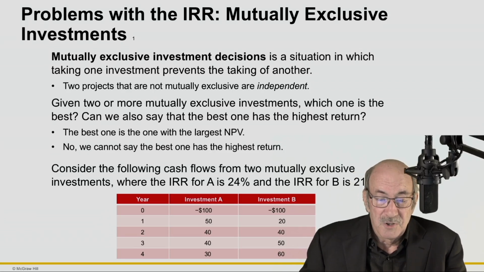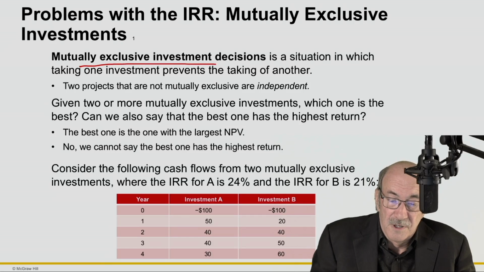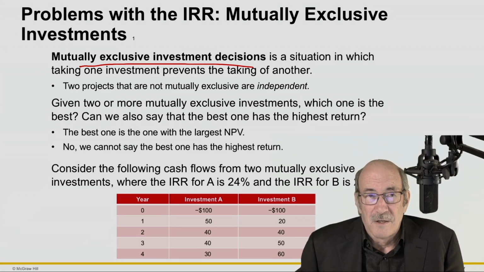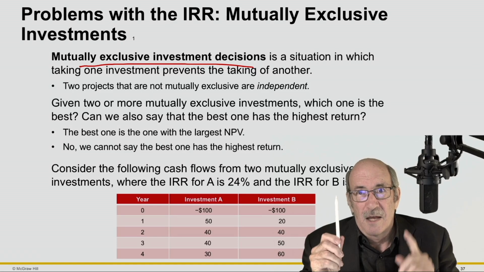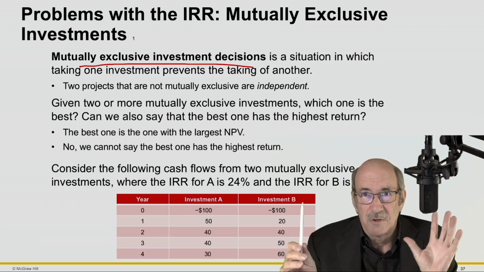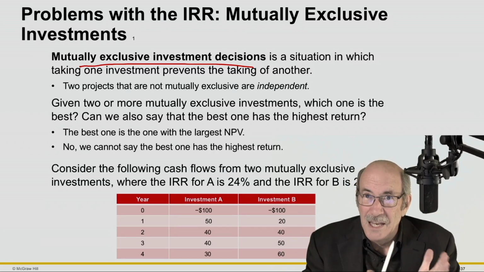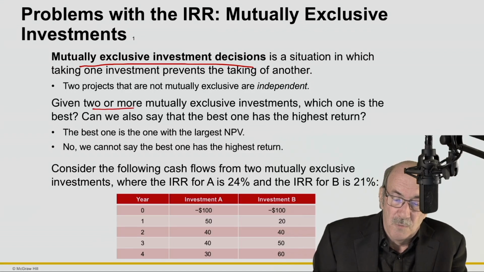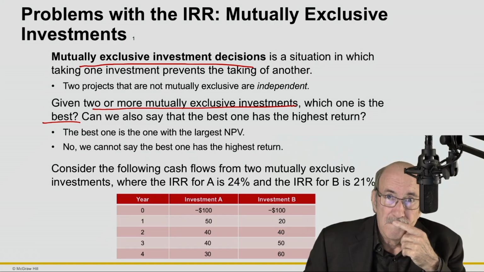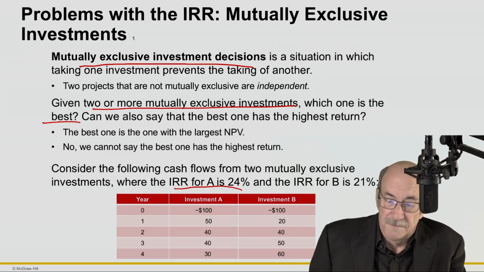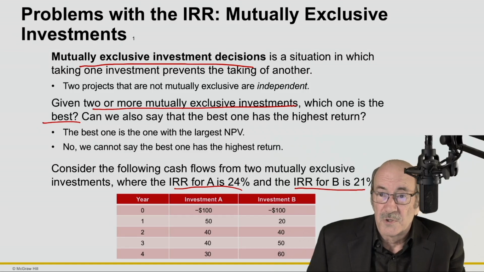All right. Suppose that we have mutually exclusive situations. Now, mutually exclusive means that they are not independent. Mutually exclusive means we have A and we have B, and we can only do one of those two. We can either do A or we can do B, but we can't do both A and B. If A and B were independent, we could do both A and B, right? So given 2 or more mutually exclusive investments, which one is the best? Well, is it the one that produces the highest IRR, 24% for A, and only 21% for B?